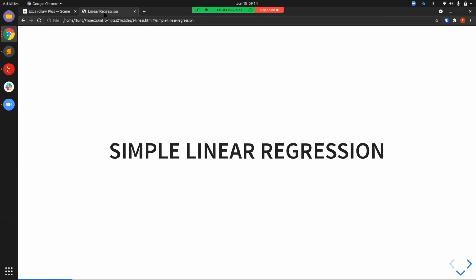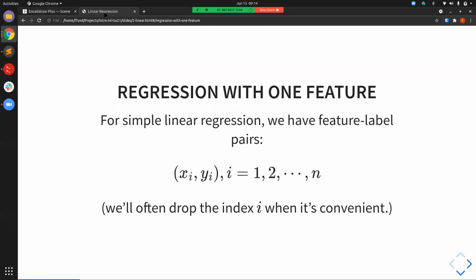Today, we're going to talk about a few different types of linear regression models. And the first one is called simple linear regression. Simple linear regression means just that you're doing regression with one feature. So you have a set of data that's feature label pairs. You have x's, which are scalar values. So each x is a single numerical value. And then we have y's, which are the target variable. That's what you're trying to predict. And we have n such pairs. Now we're indexing these with the i index here, but sometimes when it's convenient, I'll drop it. So don't get scared if I drop the index.